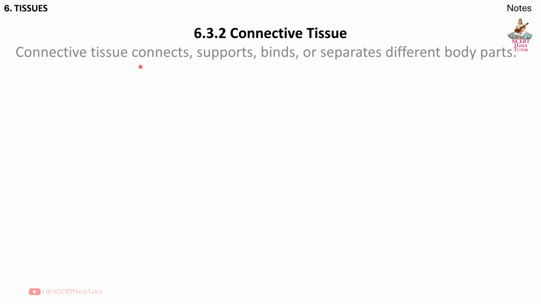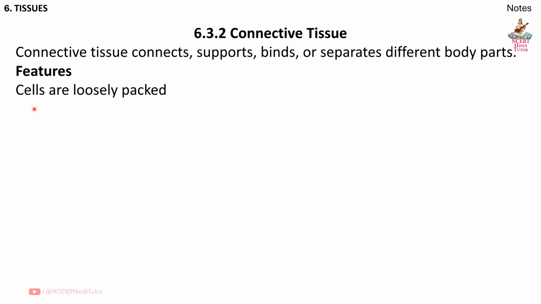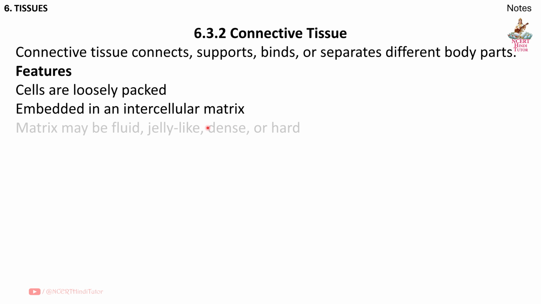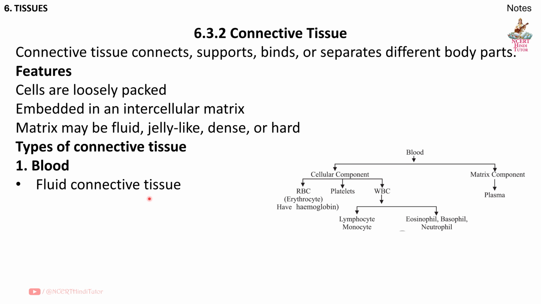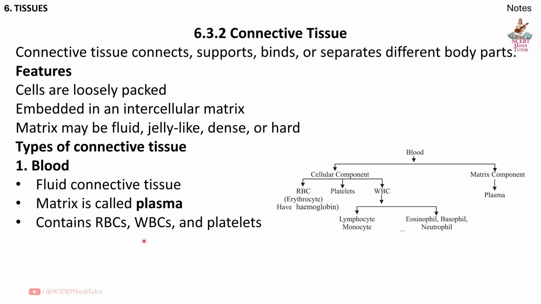6.3.2 Connective tissue. Connective tissue connects, supports, binds or separates different body parts. Features: cells are loosely packed, embedded in an intercellular matrix. Matrix may be fluid, jelly-like, dense or hard. Types of connective tissue: first, blood. Fluid connective tissue. Matrix is called plasma, contains RBCs, WBCs and platelets.